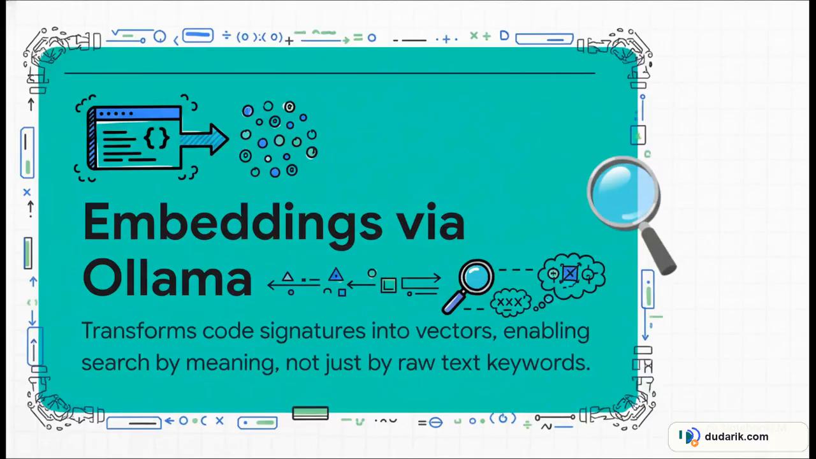Next, to make the search truly semantic, based on meaning, it takes all those code symbols and signatures and uses a local Llama model to turn them into embeddings. These are basically just numerical versions of your code that let the AI search for what a function does, not just the exact keywords you use to name it.